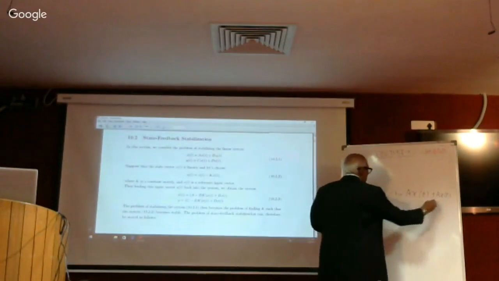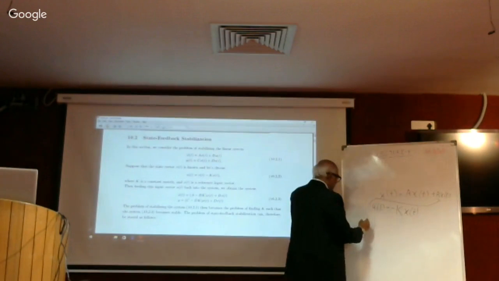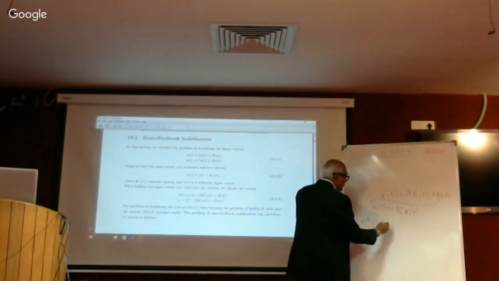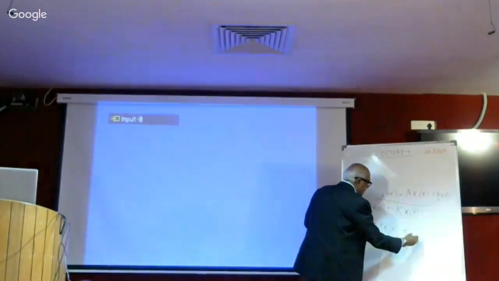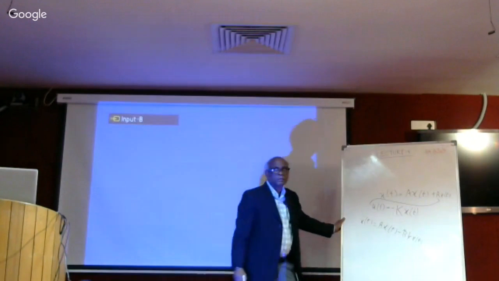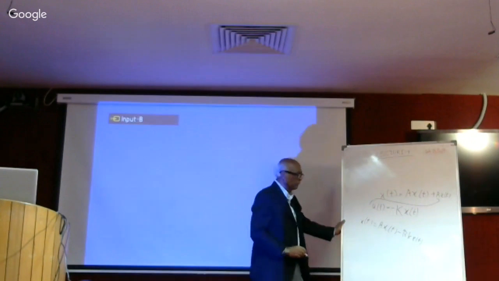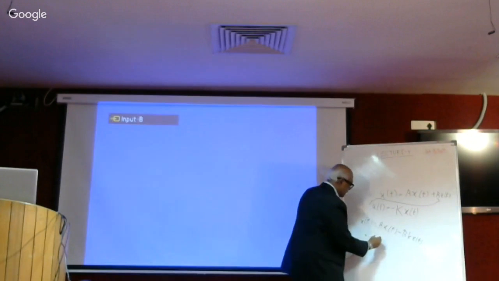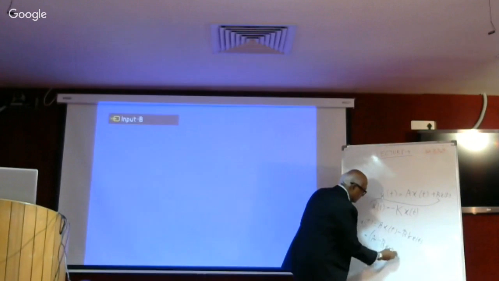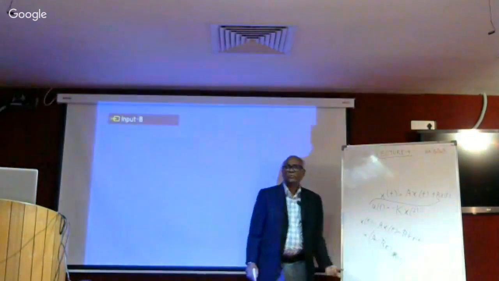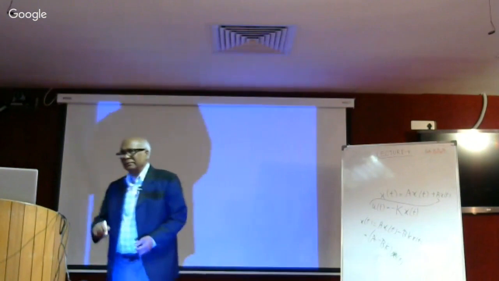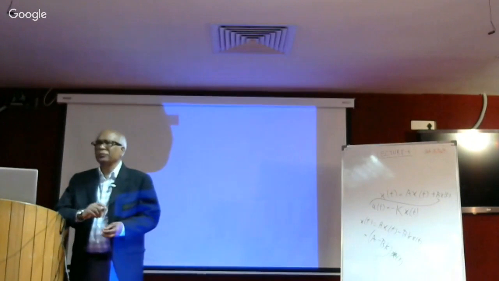So with this value of u of t, if you put it back in the system here, what do you get? You get x dot t equal to A x t minus B K x of t, right? If you just plug in the value of u in the equation. So that gives me A minus B K x of t. So now you have a system x dot equal to A minus B K x t, where the control vector u t has been used.